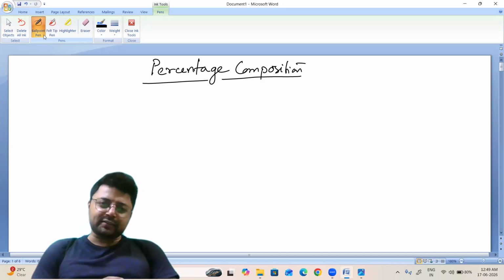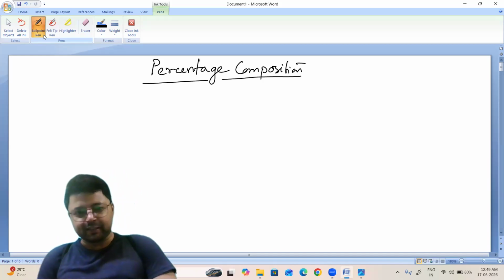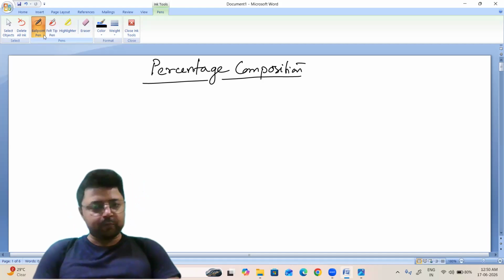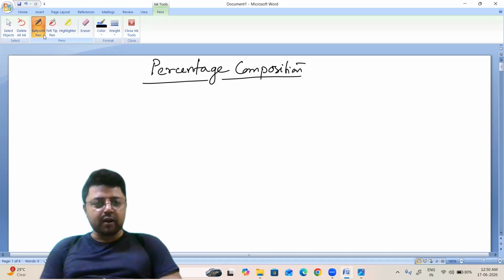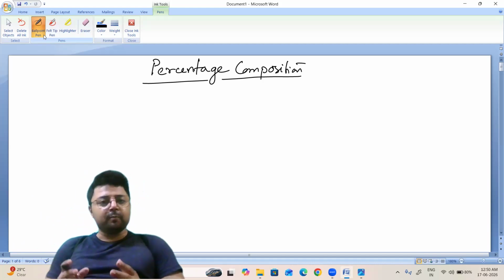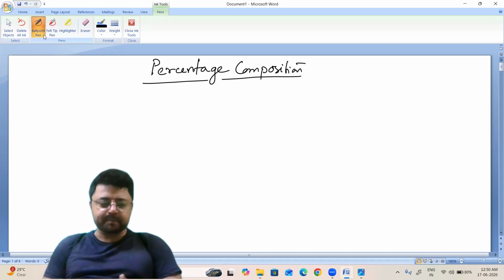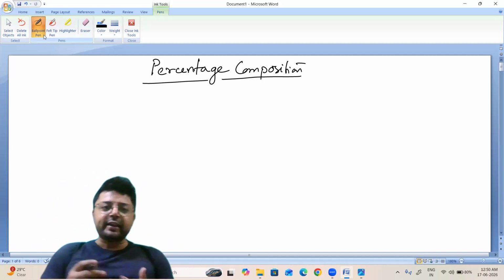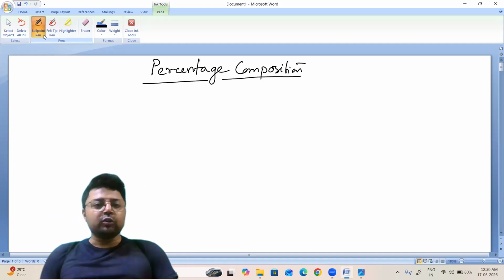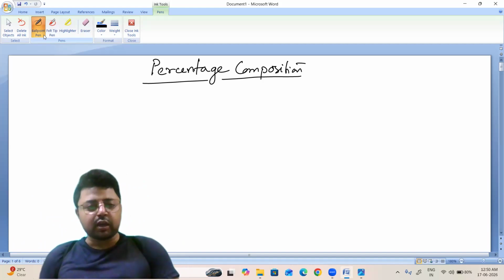In both of your classes, you will have the same topic, which is known as percentage composition. In class 9, it will be in the language of chemistry part. In class 10, it will be in the mole concept and stoichiometry chapter. Now, the main thing here is what is percentage composition and why it is so important. It will help you to understand about the empirical formula and other things in a molecule.